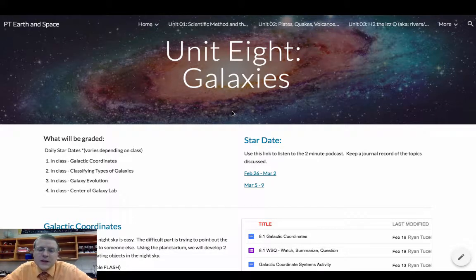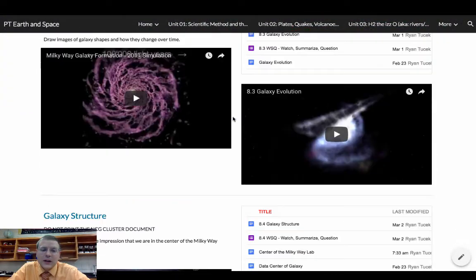Number one, if you're watching this, this is the setup to help you with the fourth activity in this unit, that is finding the center of the Milky Way galaxy. So your first step is you want to go to our website. You want to make sure you go down to Unit 8, Galaxies, and you want to come down to the fourth activity. So that's all the way down near the bottom.